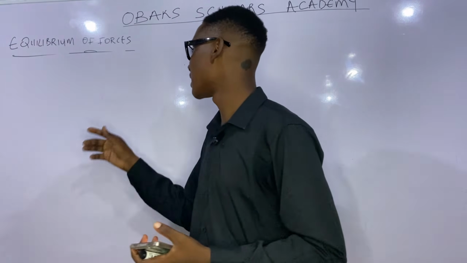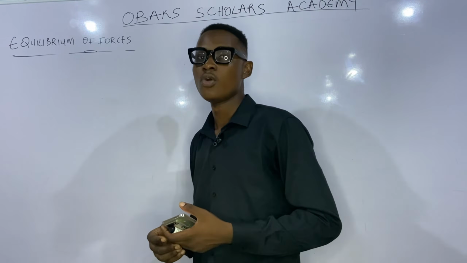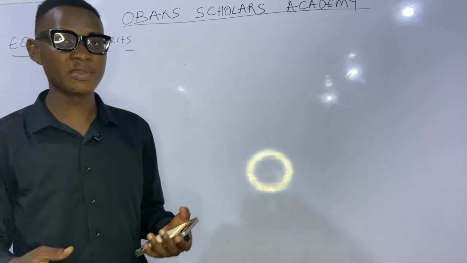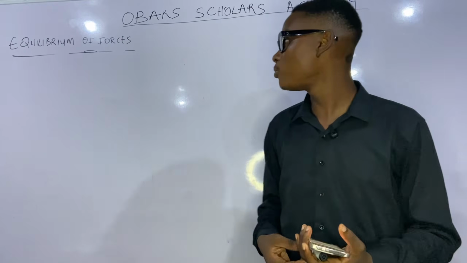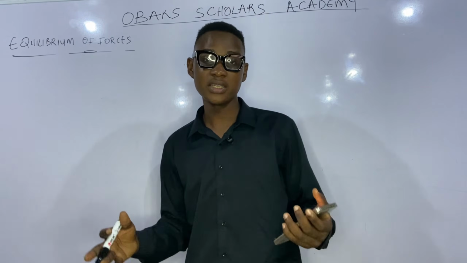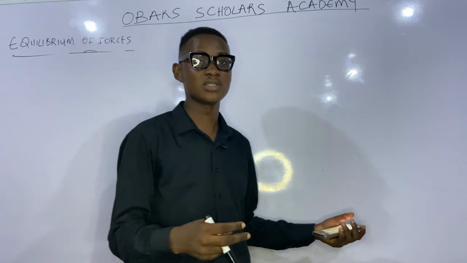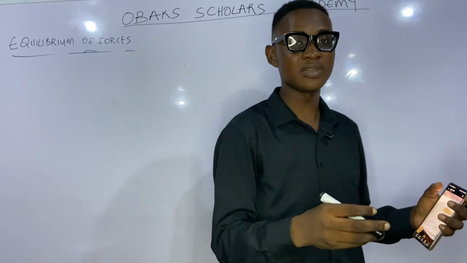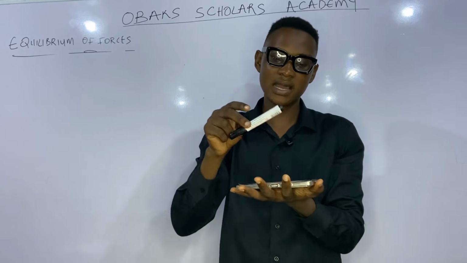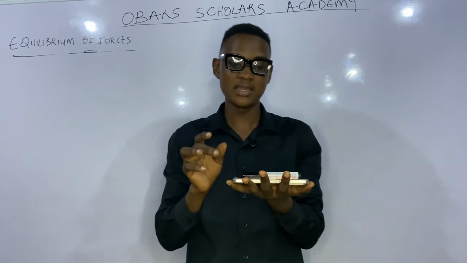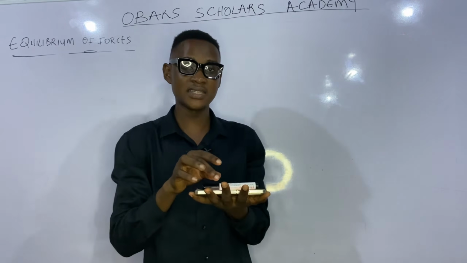So let's go into this class. We're looking at equilibrium of forces. What do we mean when we say an object is in equilibrium? An object is in equilibrium when that body is not accelerated. That means that body is not moving. For example, if this marker is on this phone like this, and the marker is not moving, it means this marker is in equilibrium.